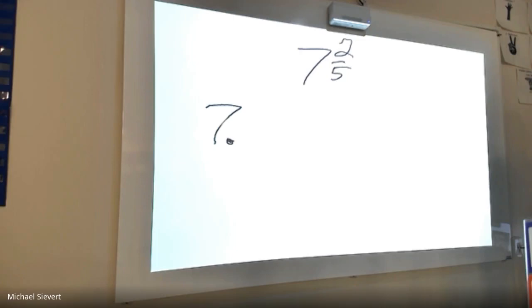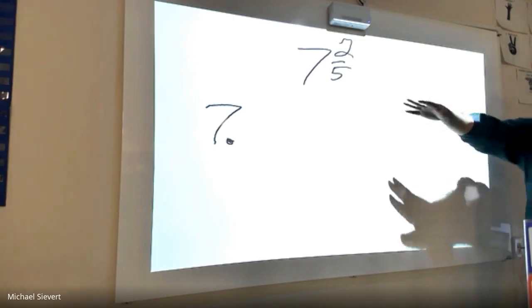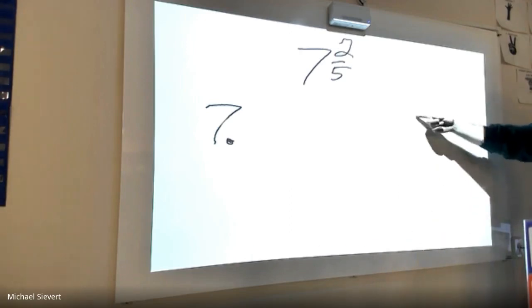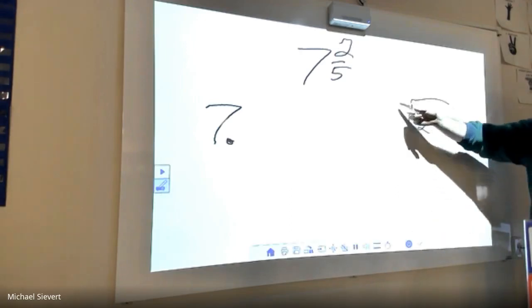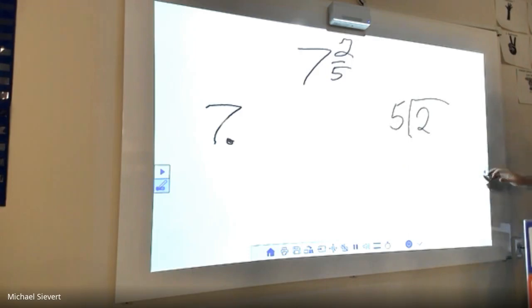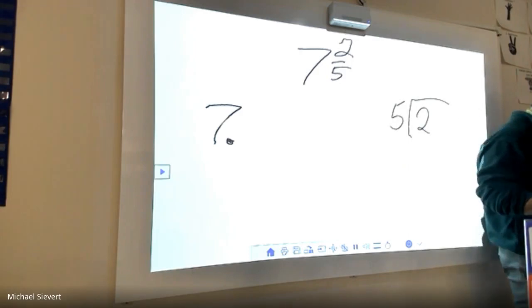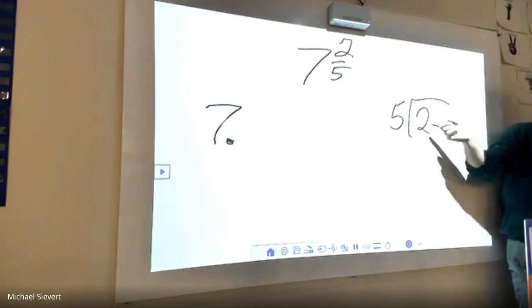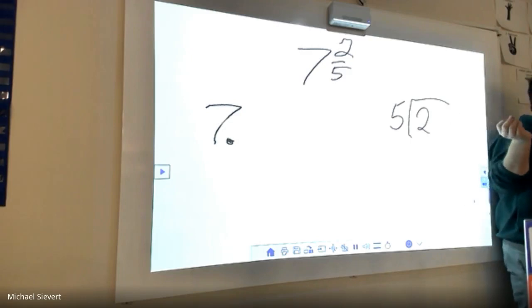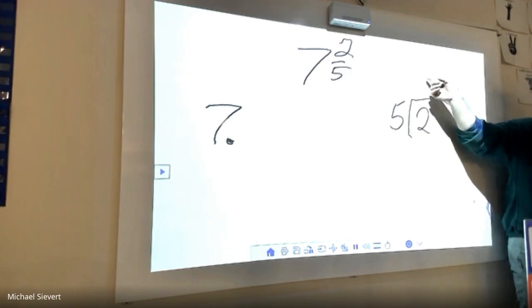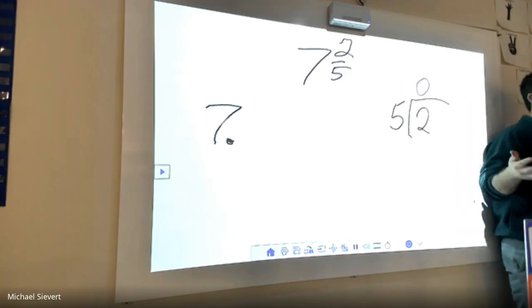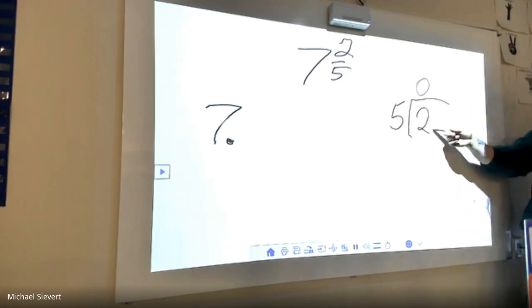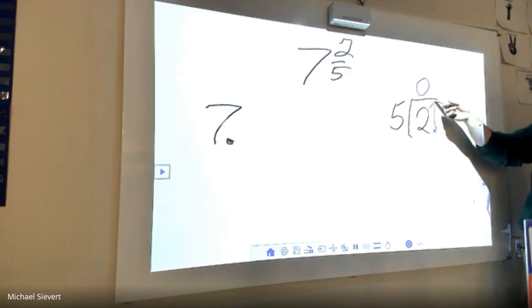Mari? Can divide. We leave the 7 alone, like we said. The 7's already done. You put 2 inside the house and divide it by 5. Okay, we're going to go through this as a class because division does not seem to be the strong suit. How many groups of 5 go into 2? Correct. 0. Because 5 is greater than 2. Now you put the decimal here. Put it straight up.